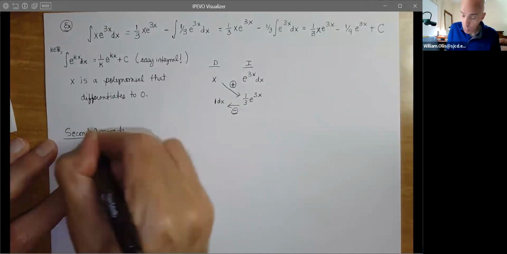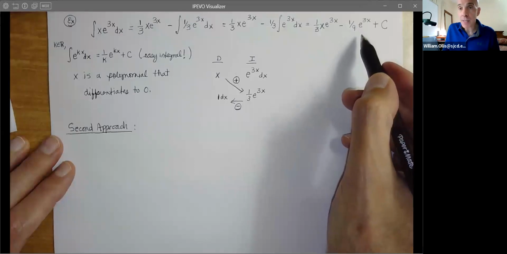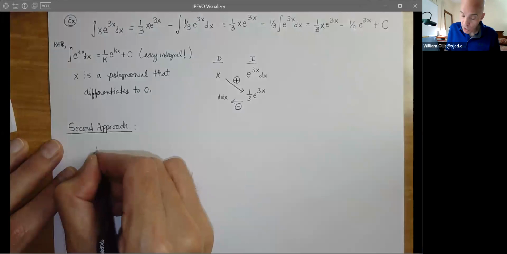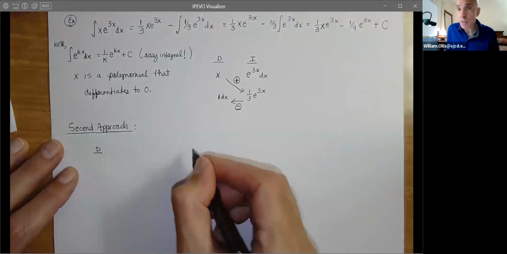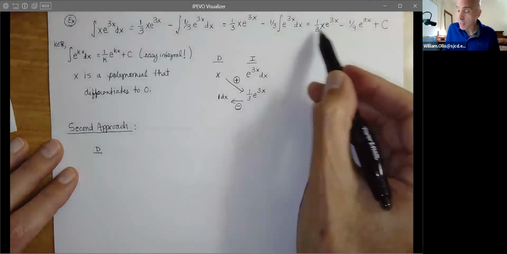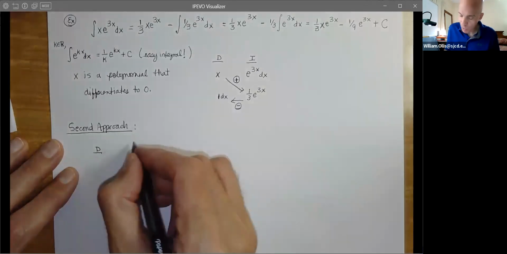I just want to make sure that you understand that we will arrive at the same response, the same antiderivative. So the second approach is just to apply a second pass of integration by parts, basically to do this integral here without having to do it. So here's what I'm talking about.